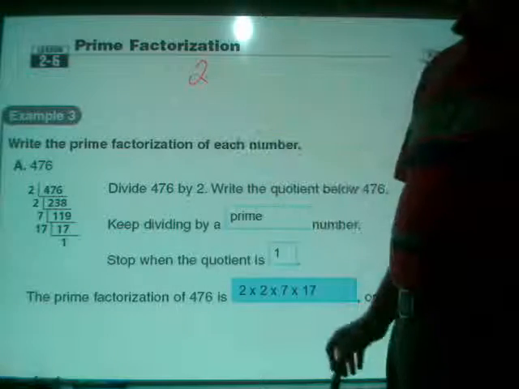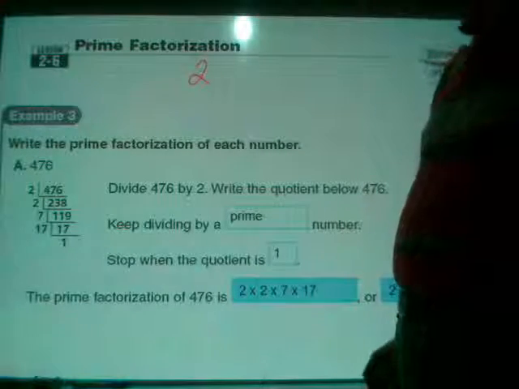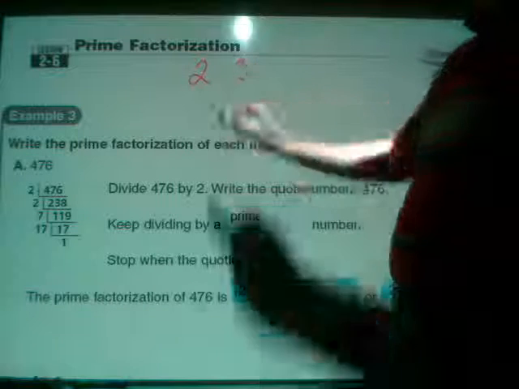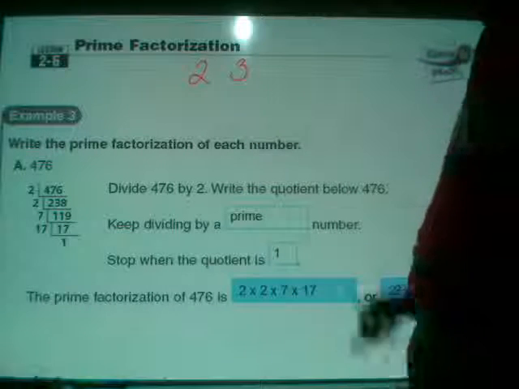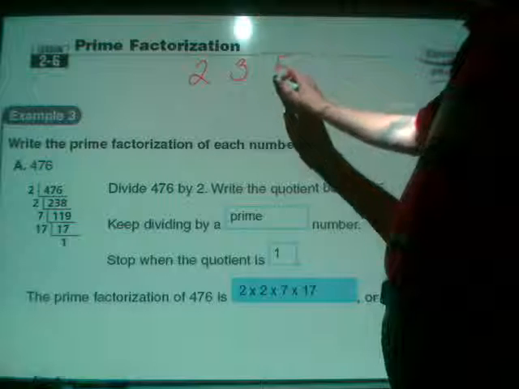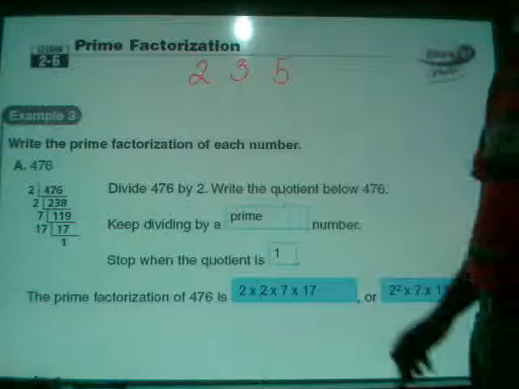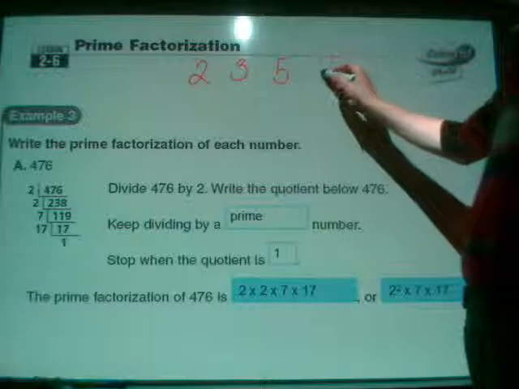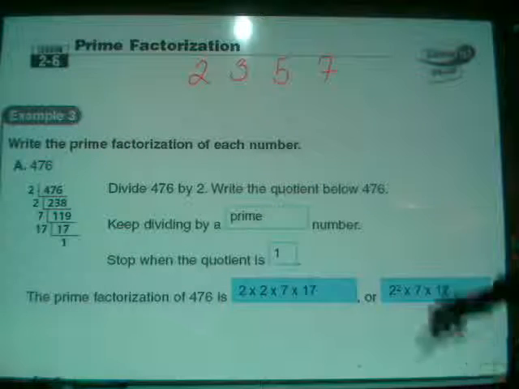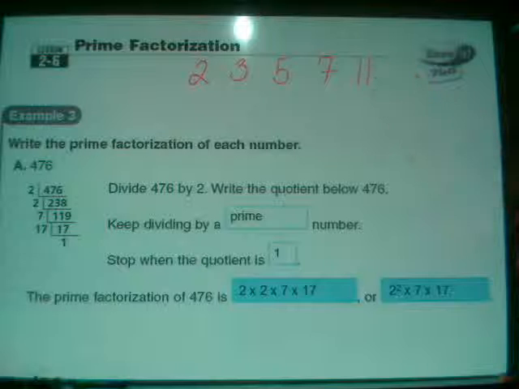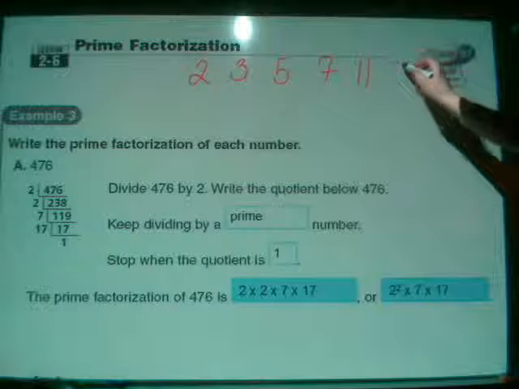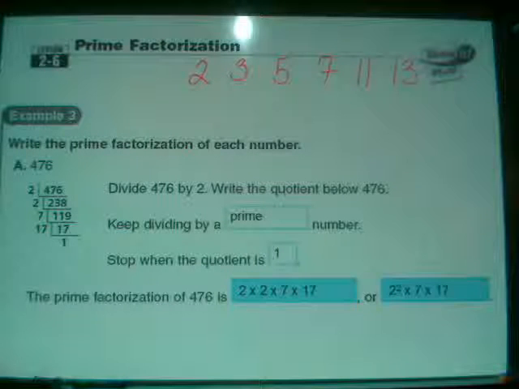2 is a prime number because it's only 1 and 2 to make 2. 3 because it's only 1 and 3 to make 3. 5 because 1 and 5 makes 5. Again, that's really the only way to do it in terms of positive integers. 7 because 1 times 7 is 7. 11 because 1 times 11 is 11. 13 because 1 times 13 is 13.